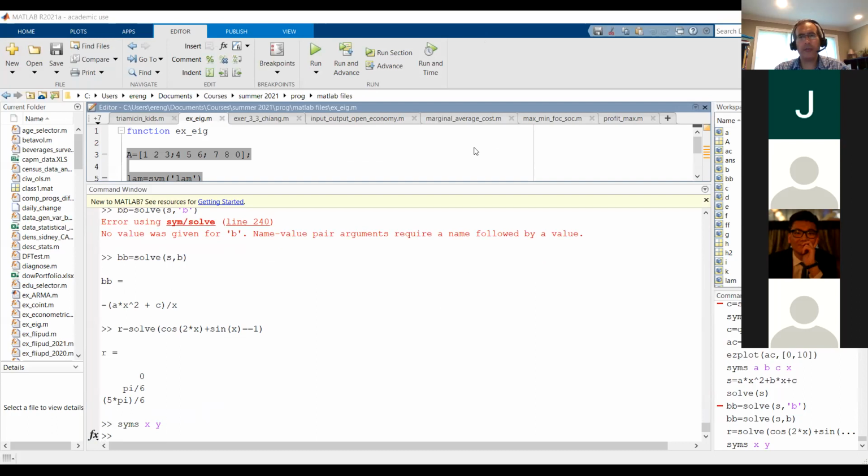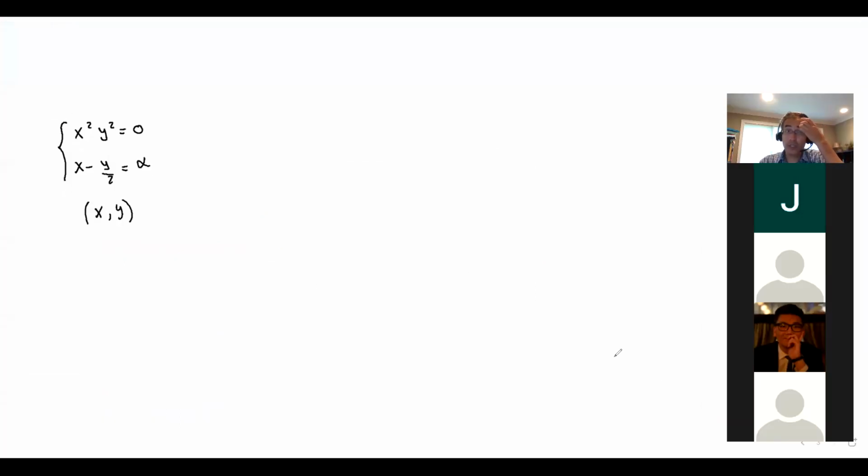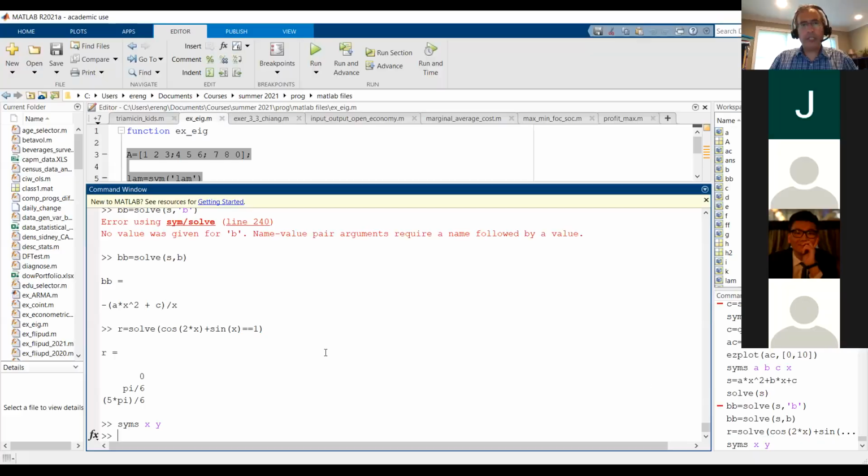Where is this one here? So you have a system of equations and you want to find what the values of x and y are that solve this system of equations. Yep, no, I'm good. Thank you. Perfect. Okay, so let's program this in Matlab.